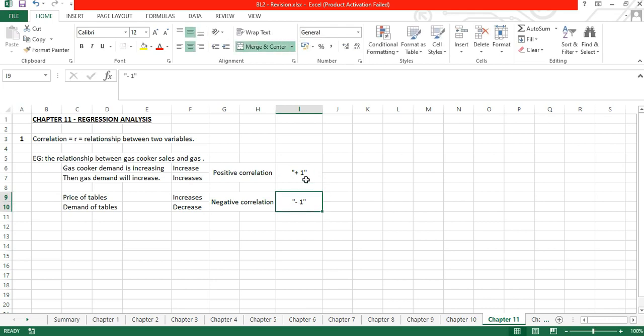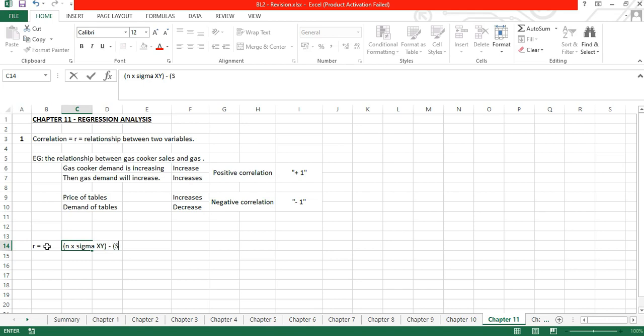Now, how do we get the answer plus 1 or minus 1 or any decimals? We get the answer via a formula, R equals, it's there in your textbook, n into sigma xy minus sigma x into sigma y, and the entire thing divided by the square root of something. You should memorize it, so refer to the textbook, I would say.